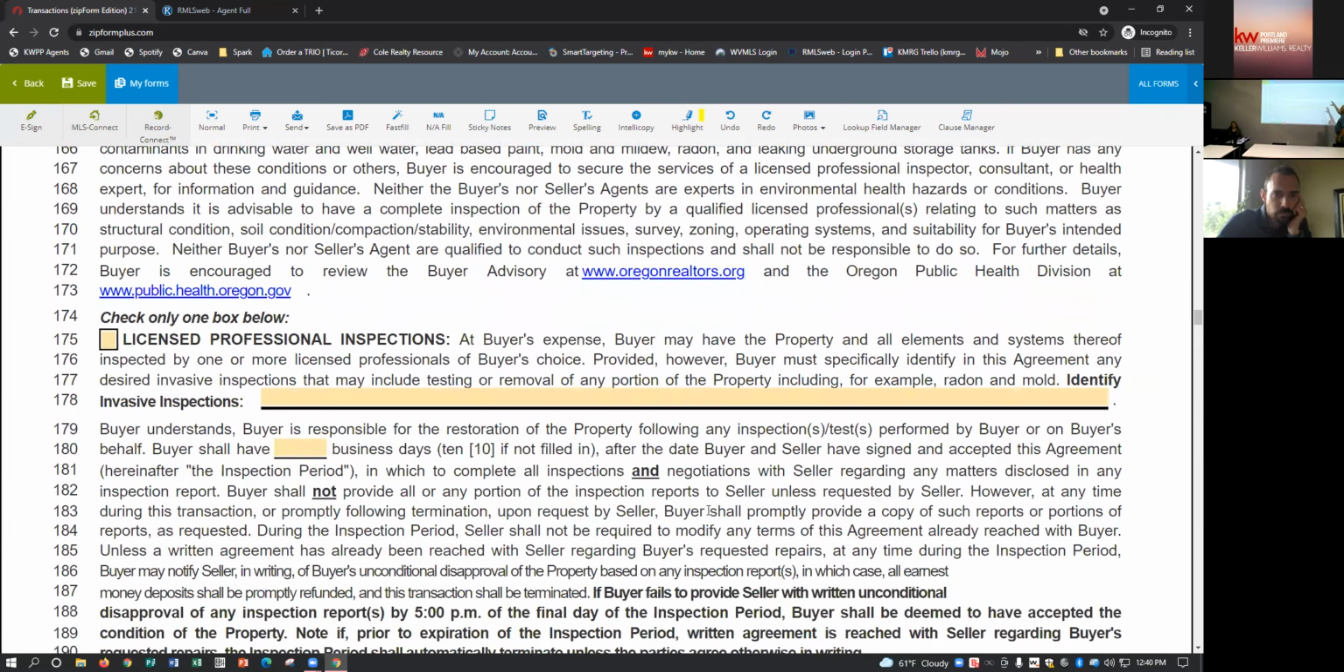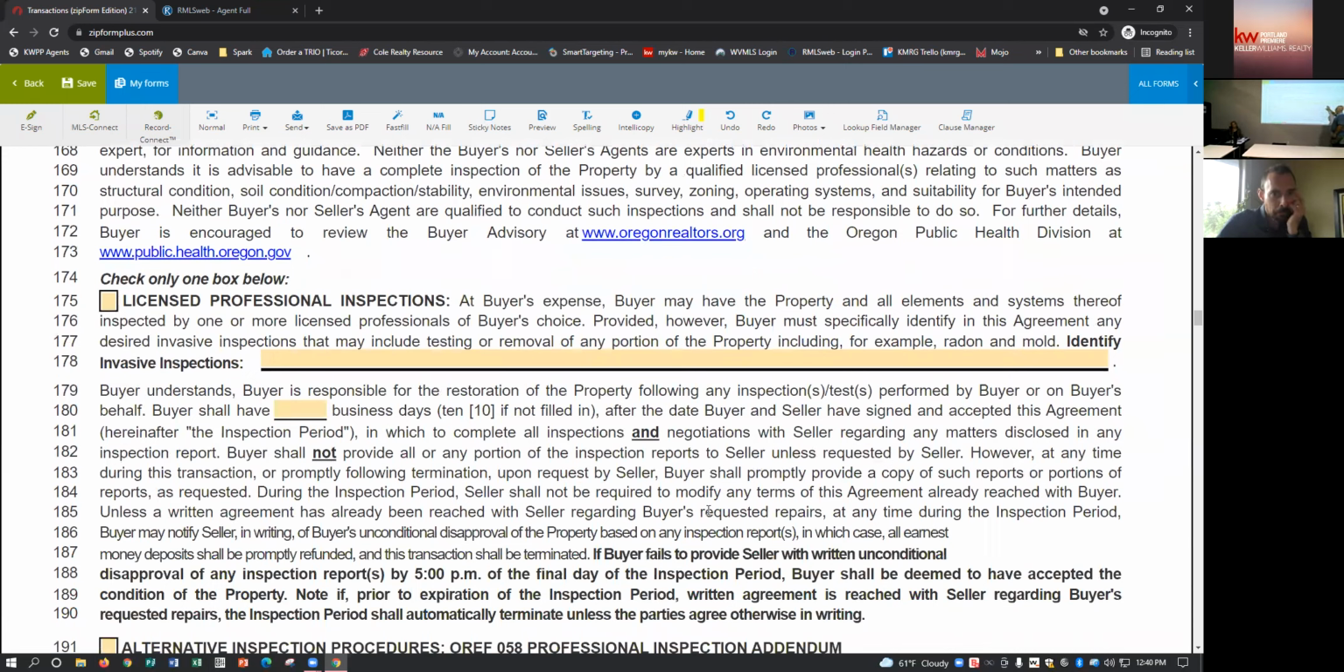This is a big one. This is the date that, the minute you go into contract, you're going to put in your phone and make sure you never miss, never, ever miss this date. So this is the inspection contingency, the inspection period.